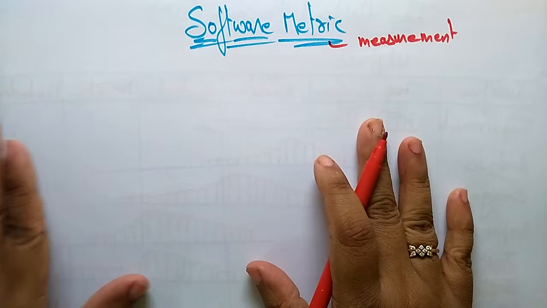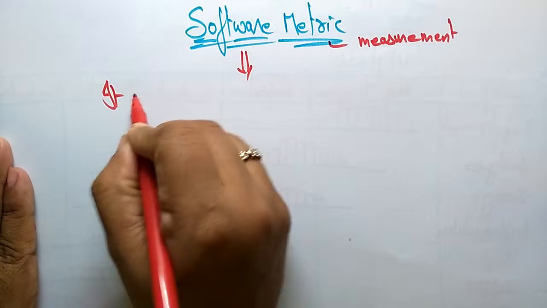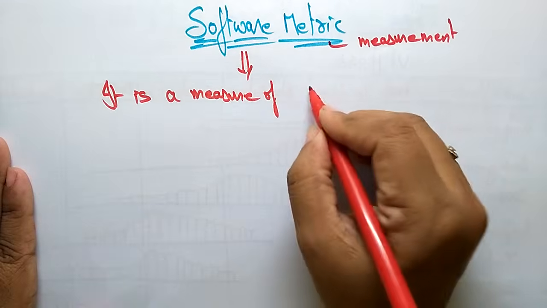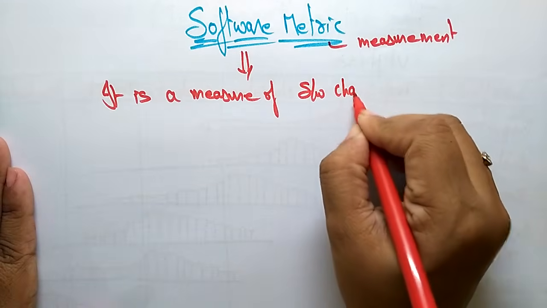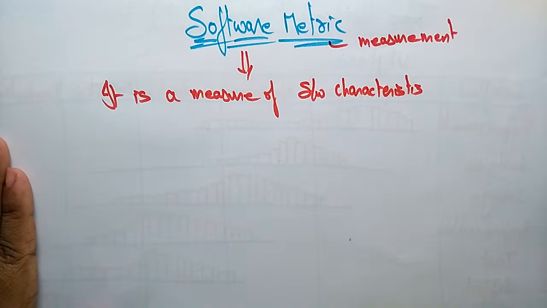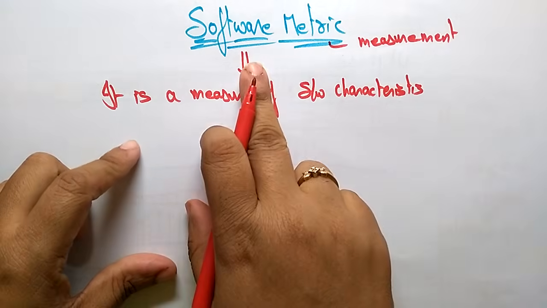A software metric is a measure of software characteristics. So what are those characteristics of software? Means the time it takes to execute the program, the quality of the software, the quantity that we are using, the resources that we are using. Everything comes under the characteristics. So we are measuring those characteristics, and that you call a software metric.